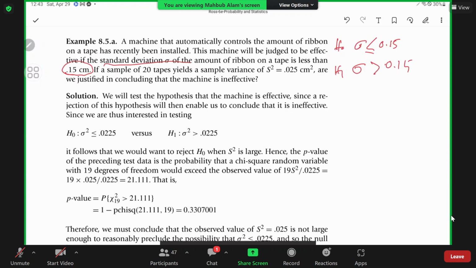What is the test statistic? The test statistic is TS equal to (n minus 1) s square divided by sigma square, right? S square has a value 0.025 and n equals 20. So 20 minus 1 is 19. S square divided by this one, which results in a value of 21.111.